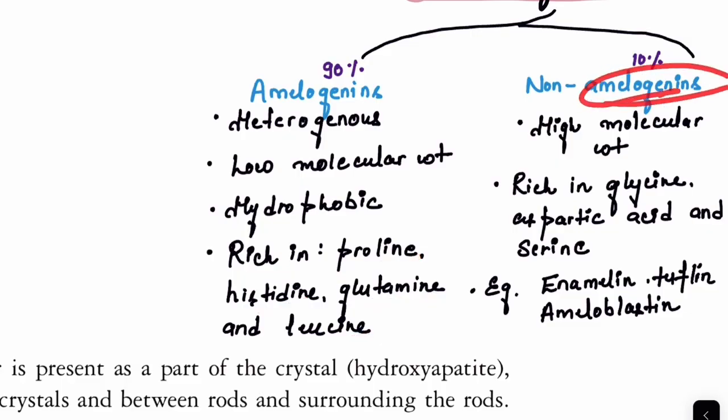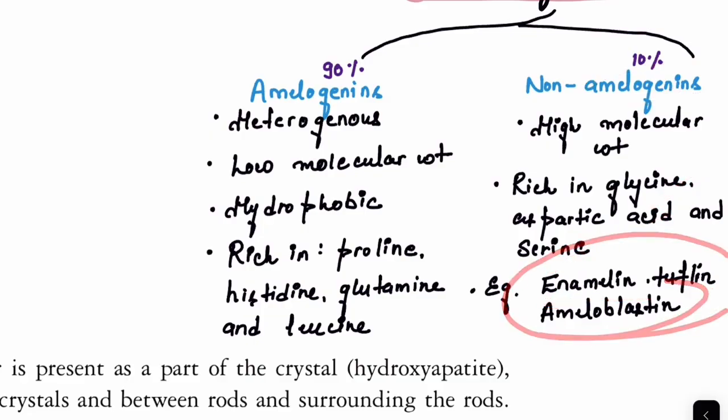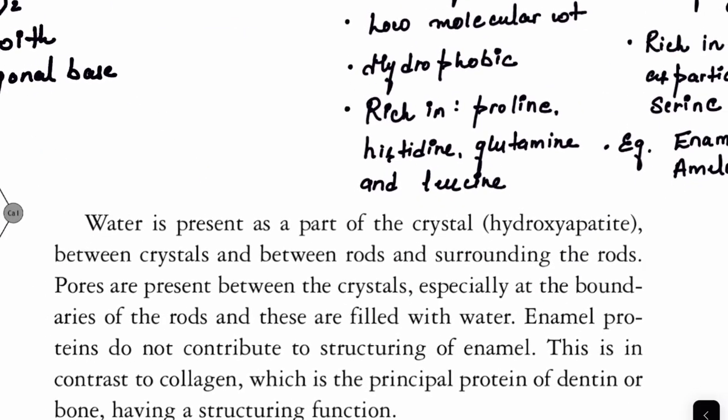Whereas non-amelogenins, they are of high molecular weight. They are rich in glycine, aspartic acid, and serine. And the examples are enamelin, tuftelin, and ameloblastin. This can be asked in the viva. Sometimes important. Okay, now water.